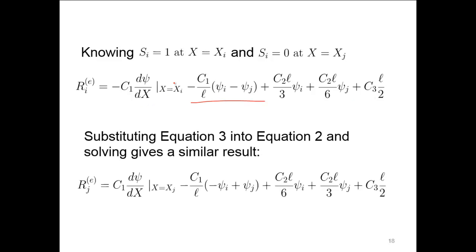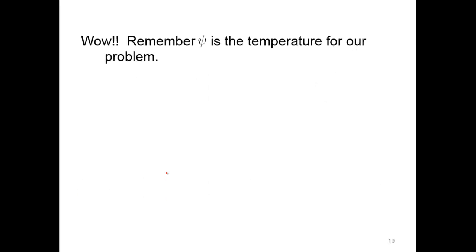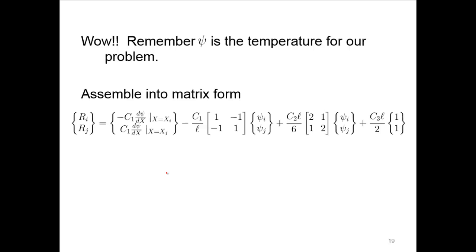We can do the same thing. Equation 3 was to expand the second order derivative into first order derivatives, and equation 2 was the one for the residual at node J. So we get a very similar form. Here's the residual at node I up here, and the residual at node J down here. And we're going to take those and put them in matrix form. Remember, psi is the temperature, or can be the temperature for our problem.